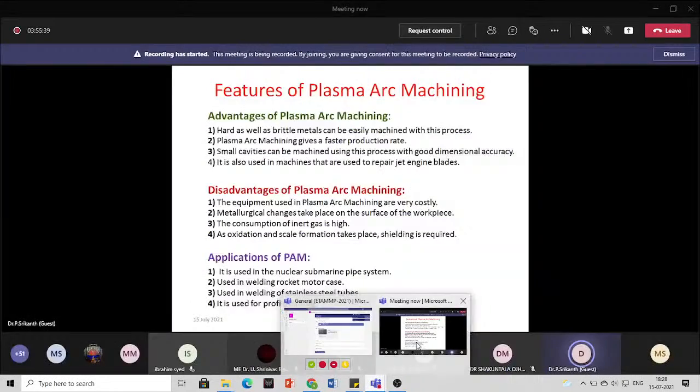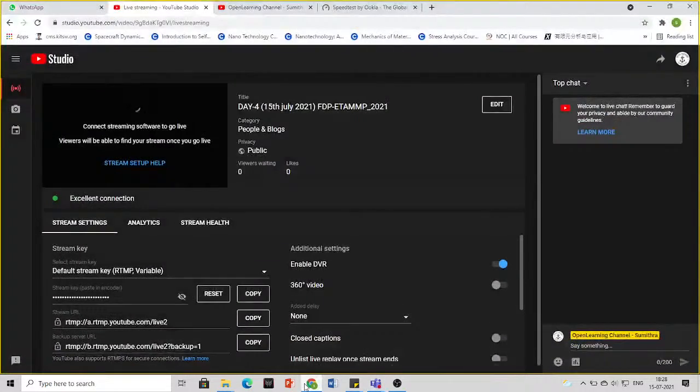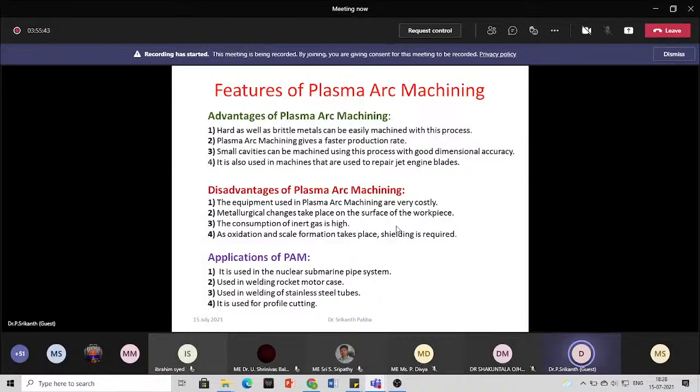Dimensional accuracy. It can also be used in machines that are used to repair the jet engine blades. The other day, the presenters showed the example of those jet engine blades or the turbine blades. So you can also get them repaired.